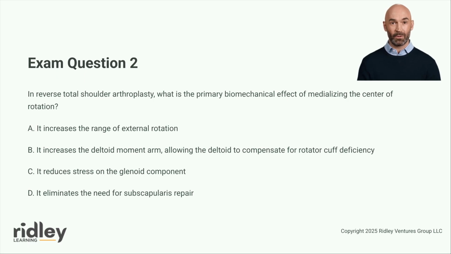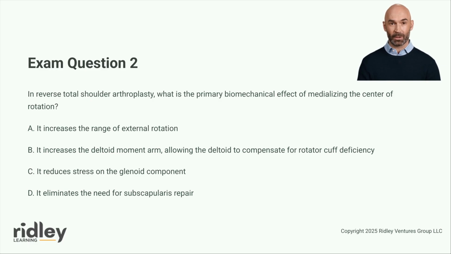Question 2. In reverse total shoulder arthroplasty, what is the primary biomechanical effect of medializing the center of rotation? The correct answer is B. It increases the deltoid moment arm, allowing the deltoid to compensate for rotator cuff deficiency. Rationale. The genius of the reverse prosthesis design lies in its alteration of the shoulder's biomechanics. By placing the convex glenosphere on the glenoid side and the concave humeral component on the humerus, the center of rotation shifts medially and inferiorly.